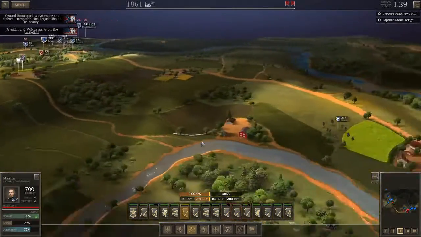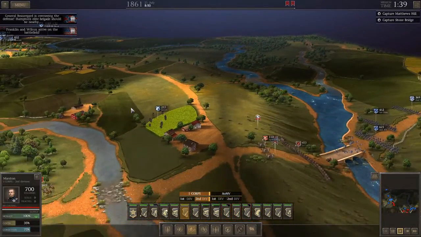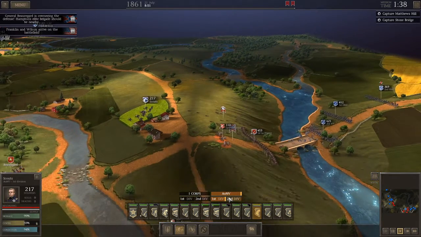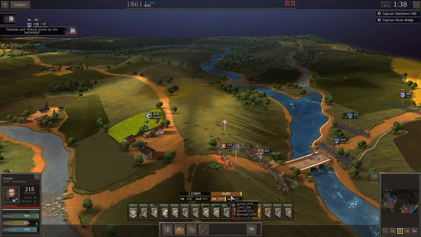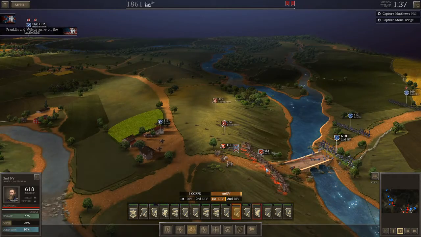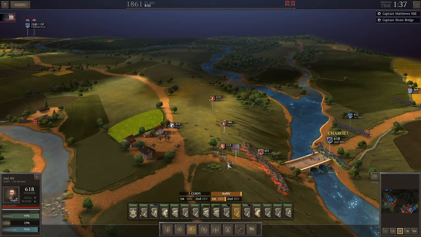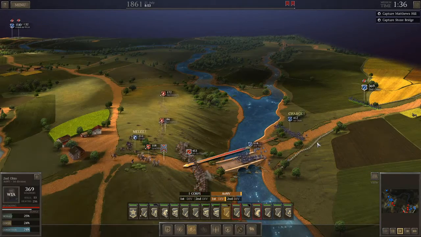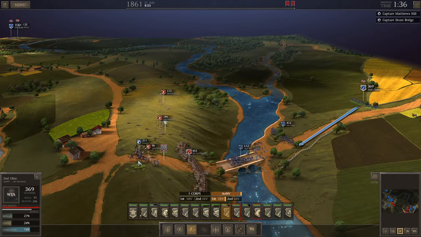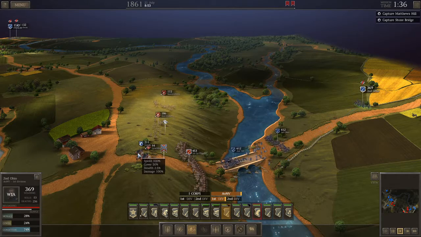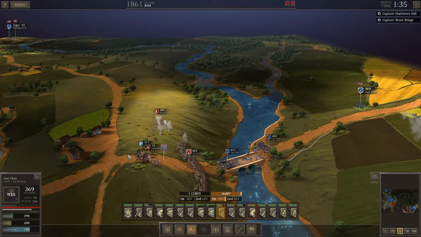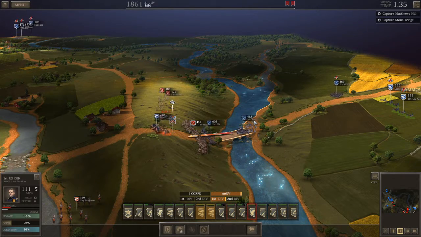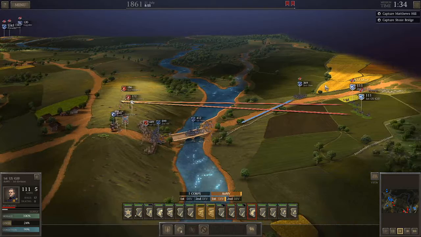Yeah, that's a huge, huge army. We'll have our cavalry here charge. Come on, you can do it. We'll send in three waves of charge. First, the scouts over here. They're low on ammo.